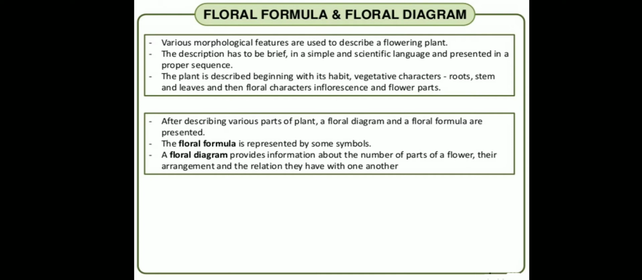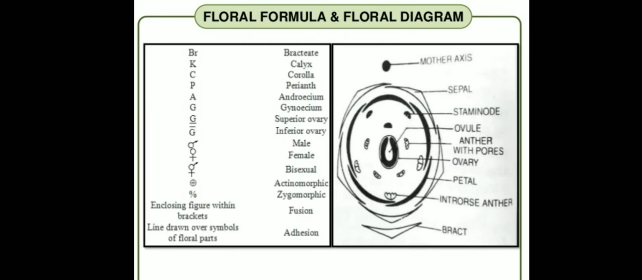The floral formula is represented by some symbols. A floral diagram provides information about the number of parts of a flower, their arrangement, and the relation they have with one another. In the floral formula, Br stands for bracteate, K stands for calyx, C stands for corolla, P for perianth, A for androecium, and G for gynoecium.